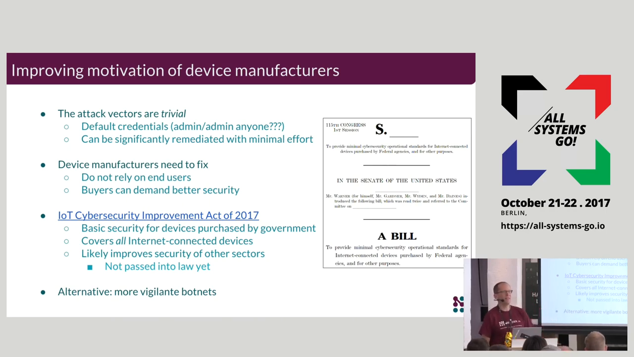Buyers do ultimately need to demand better security, but most of your average consumers aren't aware enough to actually demand that. So there is at least one bill in Congress in the United States that's attempting to require that at least for U.S. government purchases, there's more security involved. I don't know all the details, but obviously getting a heavyweight like the U.S. government to start pushing for this, maybe we stand a chance of getting some improvement overall down the road. And of course, the alternative is more vigilante botnets like the BrickerBot, where people take it on their own to get in there and try to figure things out.